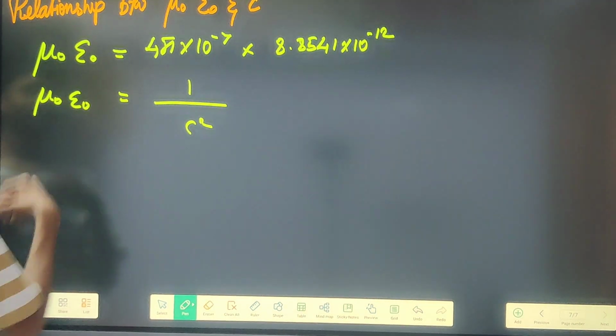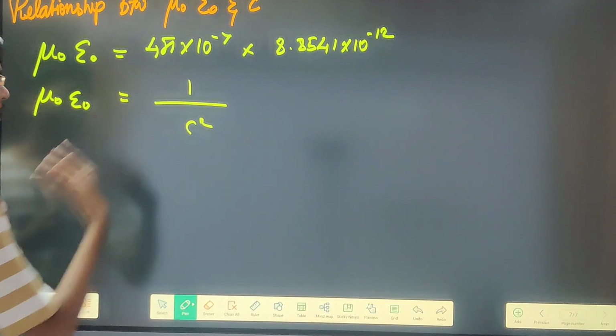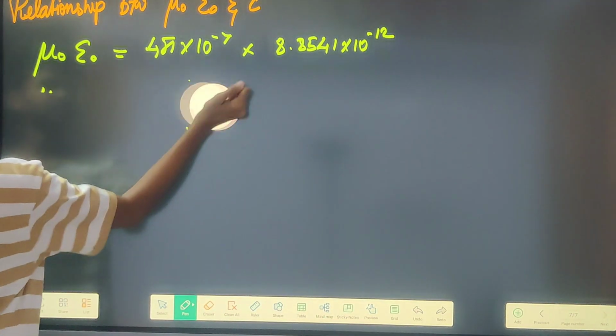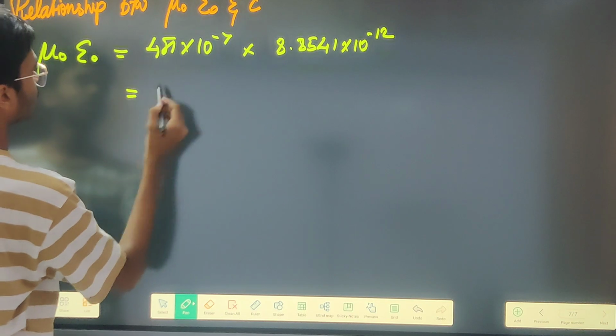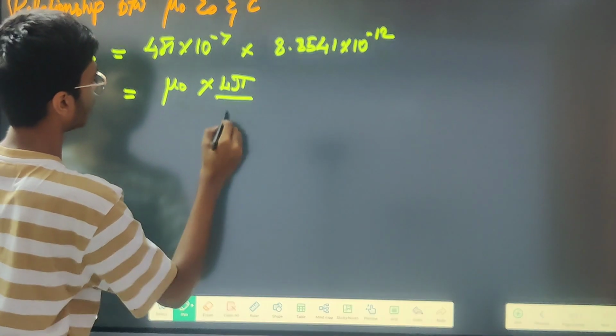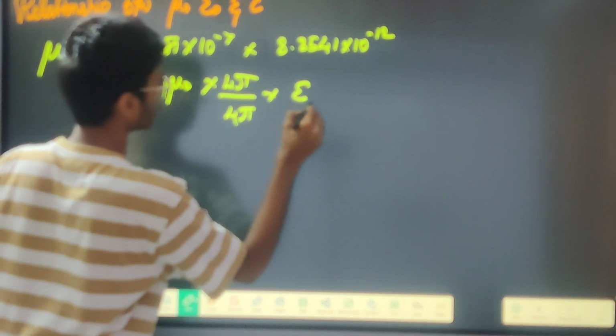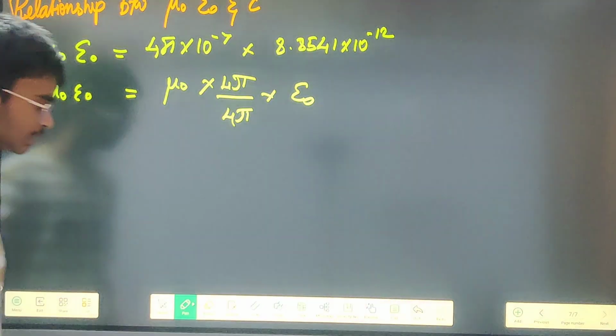But instead of doing it like this, I'm going to show you how easily we can do it. This is the formula you will get at last. But instead, put mu naught itself here: mu naught multiplied by 4 pi, whole divided by 4 pi into epsilon naught, which is mu naught epsilon naught.